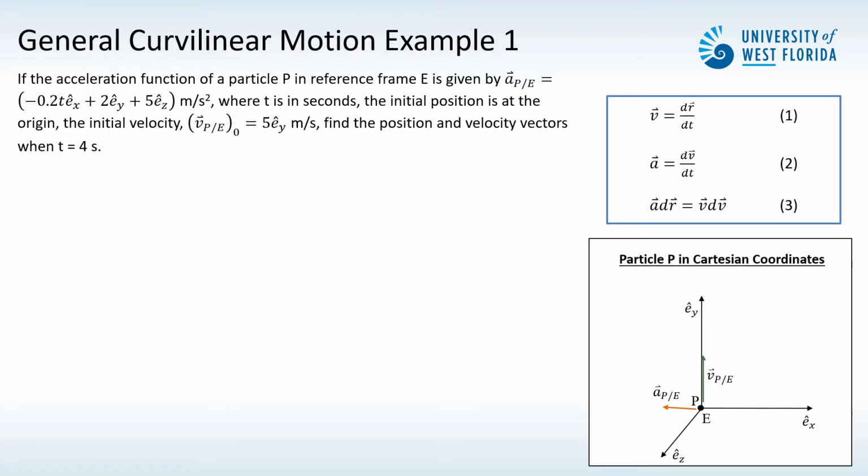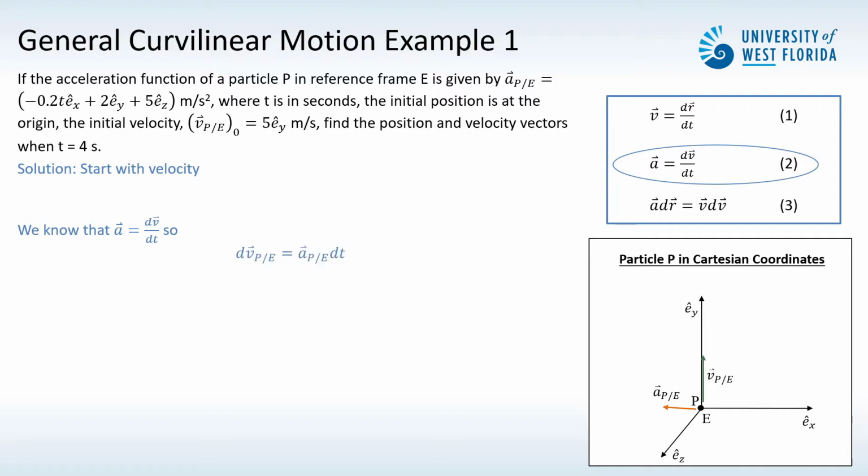We will start by finding the velocity vector. Since we have an expression for acceleration as a function of time and we need velocity, kinematic equation 2 is the best choice. We have to rearrange this equation in order to integrate, and when we do integrate, we set the lower limit of velocity to be the initial condition of 5 meters per second in the EY direction. The initial condition for time is just 0.